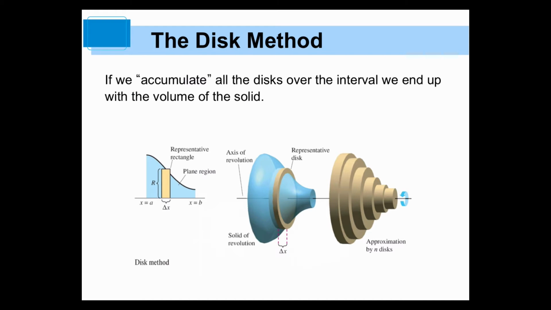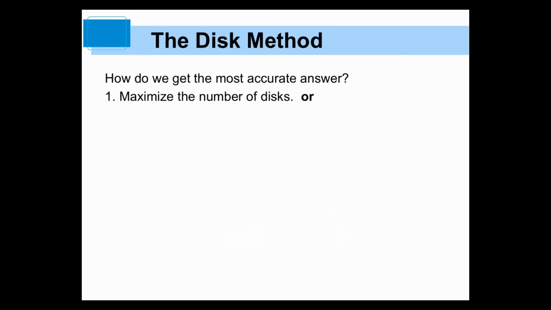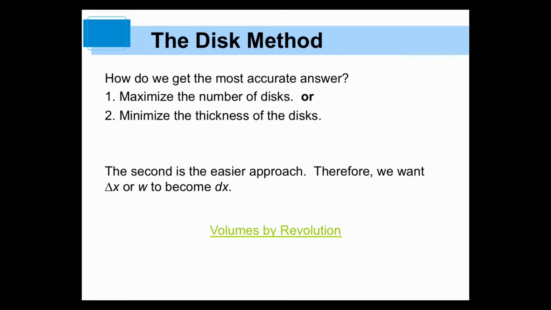So again, here's the ugliness. You take a big fat rectangle, you spin it, and you get these things. We want it to look like the blue thing, nice and smooth. And so if we do that, we can take W or delta x and shrink it down really skinny into dx. Again, 2 techniques: skinny rectangles or more rectangles. We like the skinny rectangles.